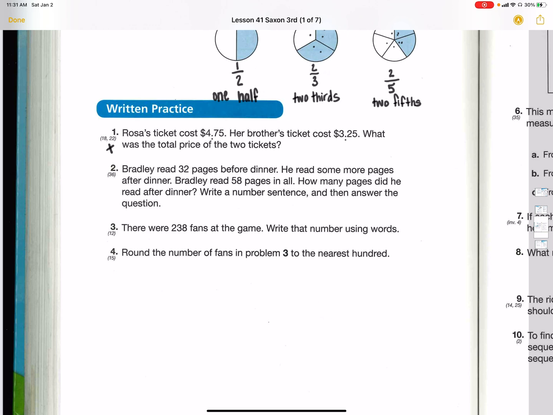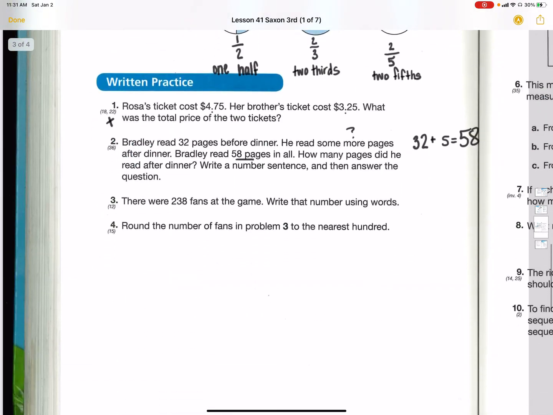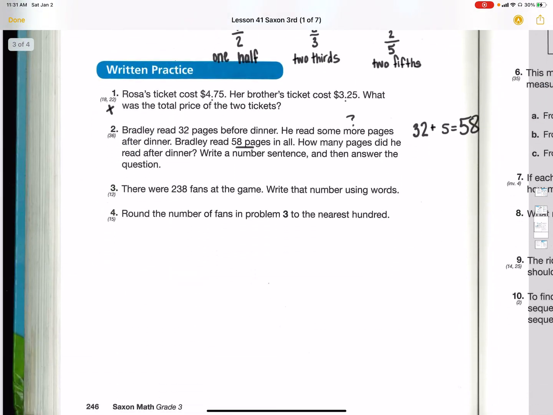Bradley read 32 pages before dinner. He read some more pages after dinner. Bradley read 58 pages in all. How many pages did he read after dinner? So this looks like this algebra problem. 32 plus S for sum, or P for pages, it doesn't matter, equals 58. Oh no. So if you subtract 58 minus 32, that'll give you the answer to number 2. Okay.